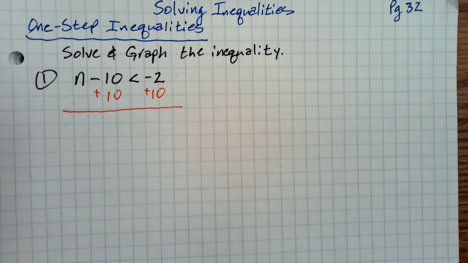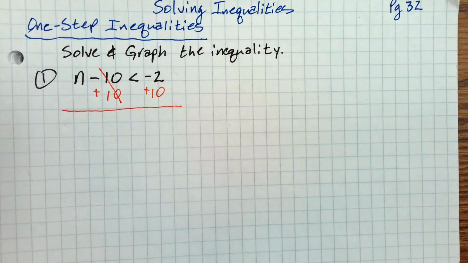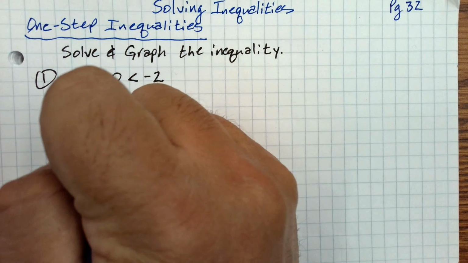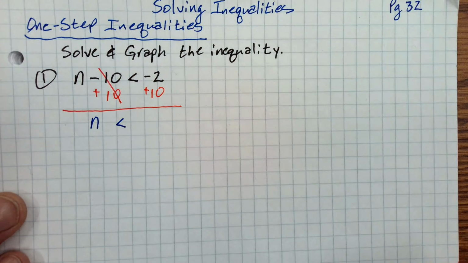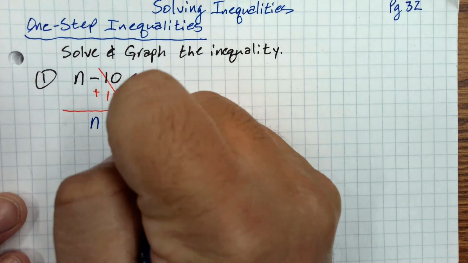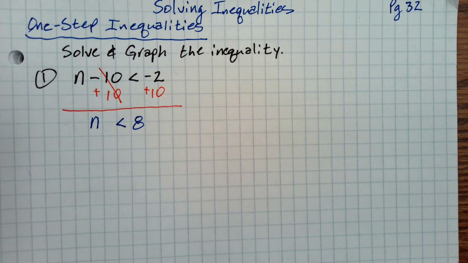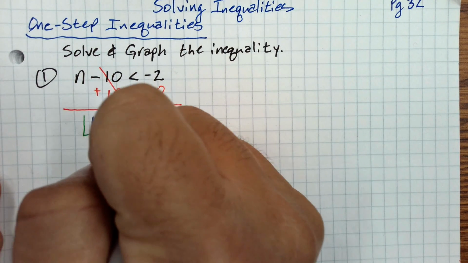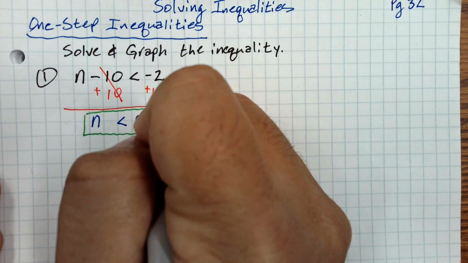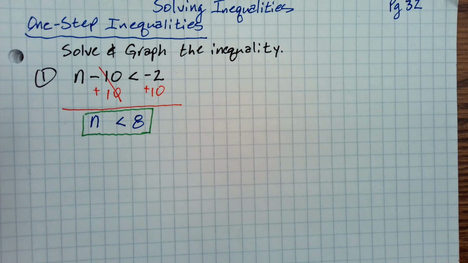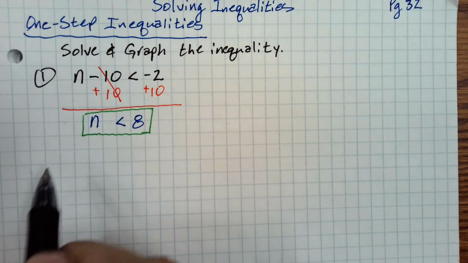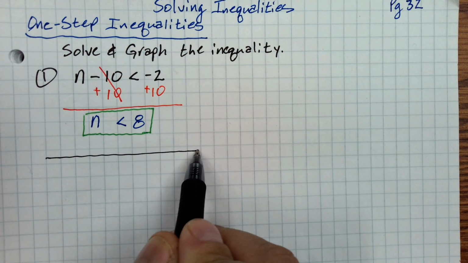That stays the same because what's going to happen is something cancels out. Bring down n, bring down your inequality symbol, and negative 2 and 10 makes 8. So we get a solution, an answer. N is less than 8. The numbers we want are less than 8. But how many numbers are we talking about? An infinite number. So the better way to write this is on a number line.